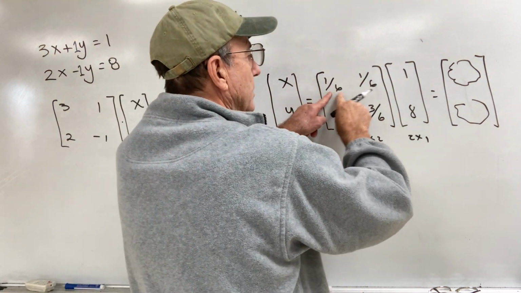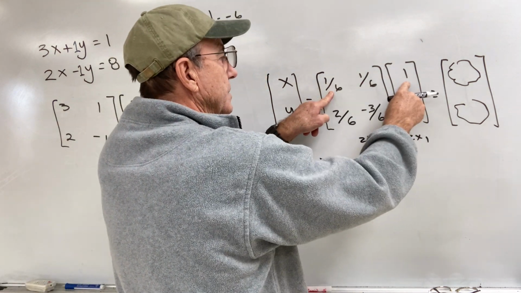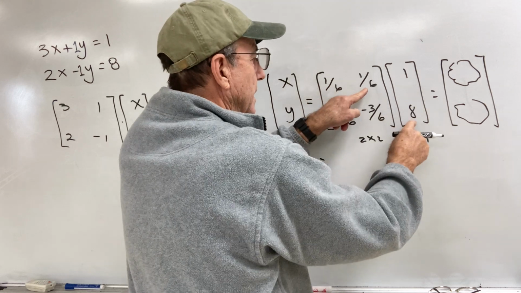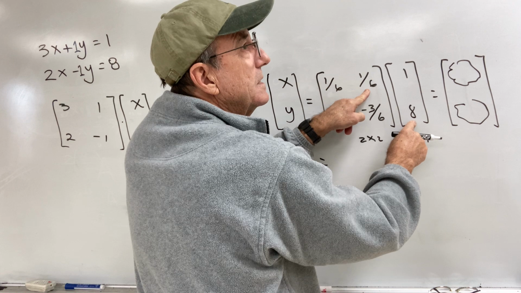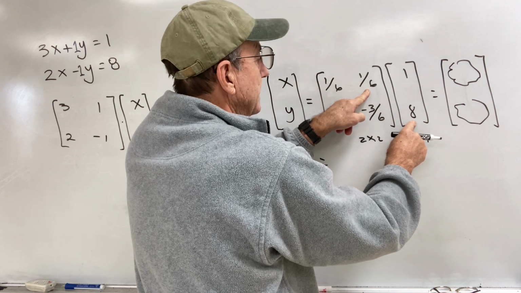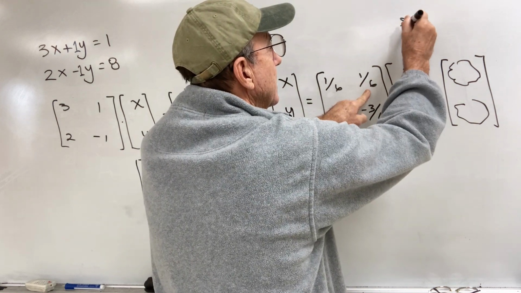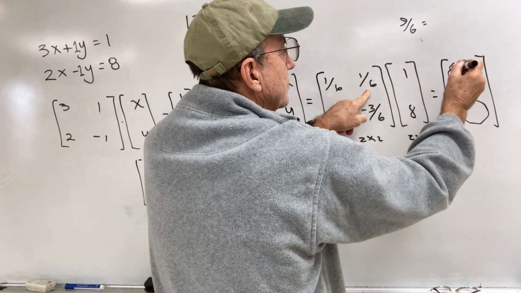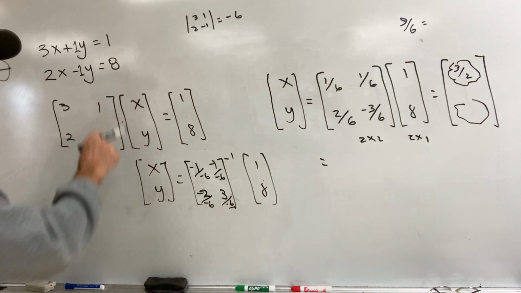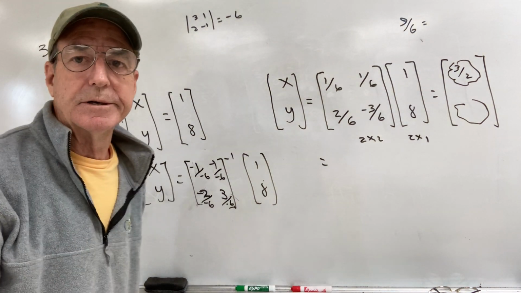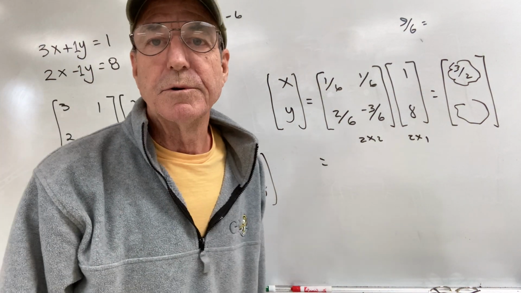Okay, so we're going to do a row and a column. So this is 1/6 plus 8/6. That's 9/6, which is 3/2. Well, that's not right because we already know what x is, right? So we made an error here. Let me go ahead and scratch this video and we'll try again.